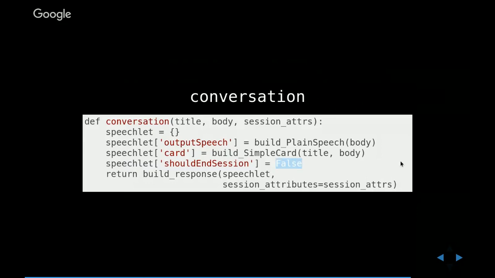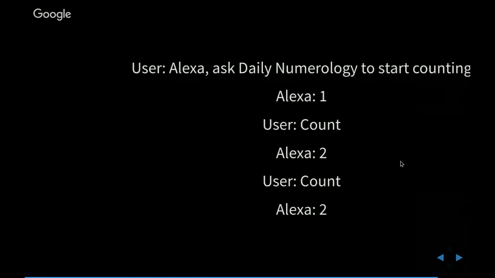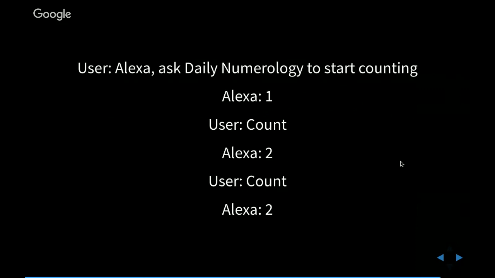So our first interaction, when we say, Alexa, ask Dolly to start counting, she's going to say 1, and then the session is going to still be open. And then the user says count, and then Alexa's going to say 2. You're just going to say count. Hopefully it still increments. My little note here is wrong, but she's going to say 3.